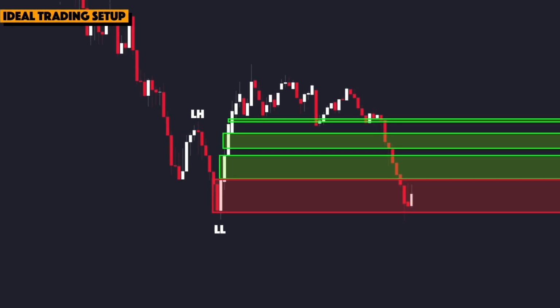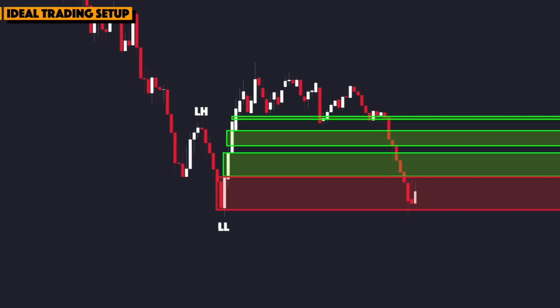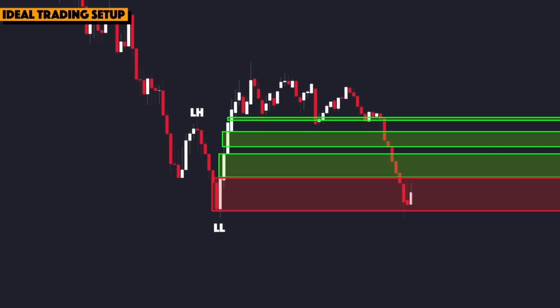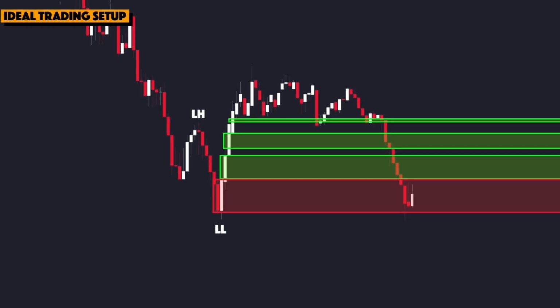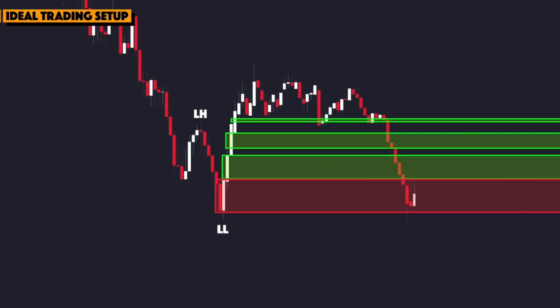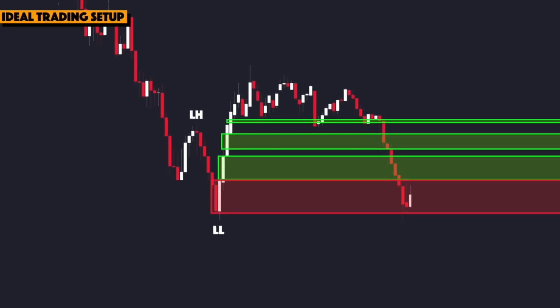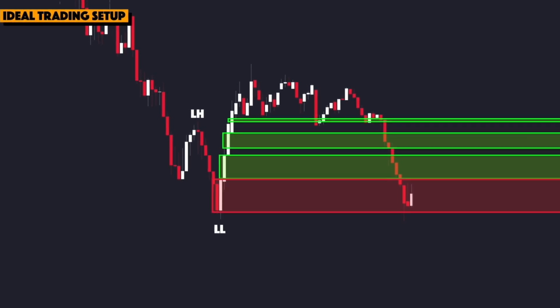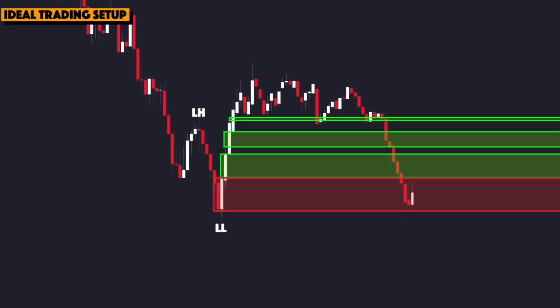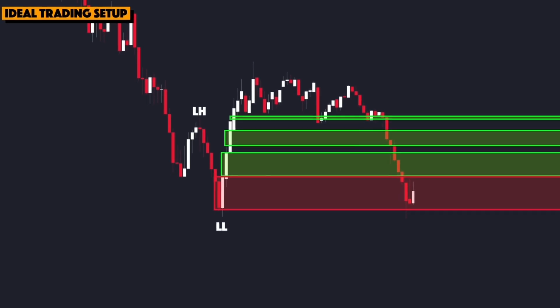In fact, what I found in my backtesting is in instances where price took a very long time to reach the zone, the order block ended up not working. So ideally, you'd want a steady descent or ascent to this zone like in this example. Nothing too drastic or too slow.